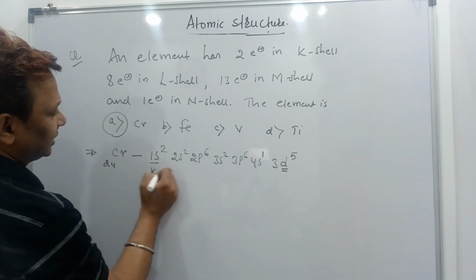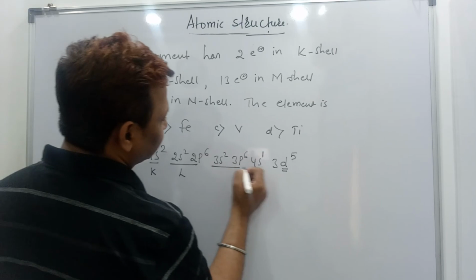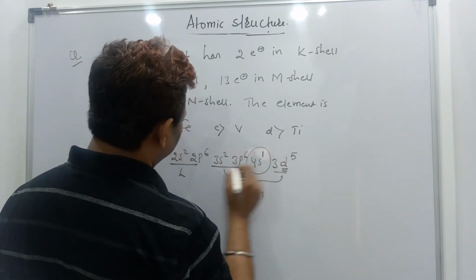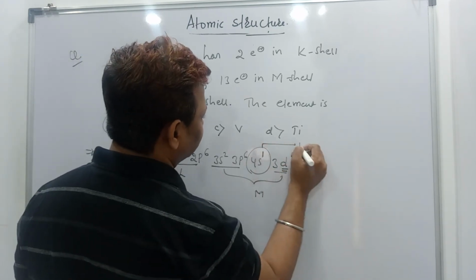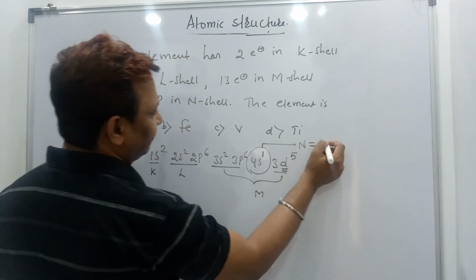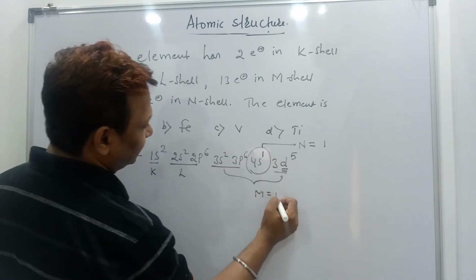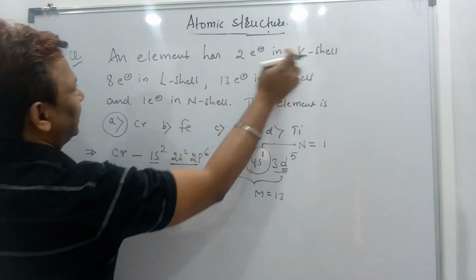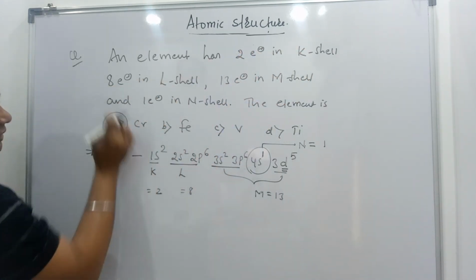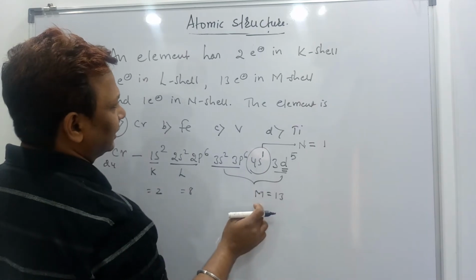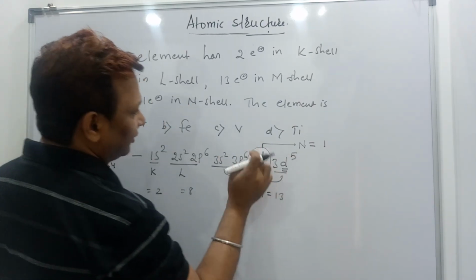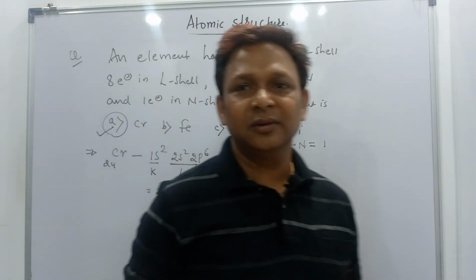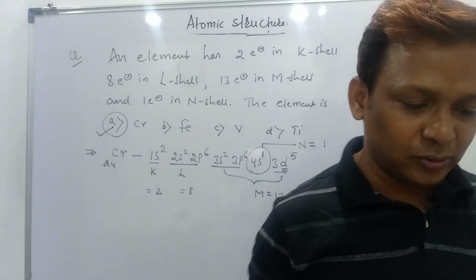Now, this is the K shell, this is the L shell, this is the M shell, right, beta? And this one is the N shell. See, number of electrons in the N shell 1, beta, M shell 8 plus 5, 13, L 6 plus 2, 8, and here 2. So K shell 2 electrons, L shell 8 electrons, M shell 13 electrons, N shell 1 electron. That means our answer is chromium. We got the answer directly. Please note down here. This is one more question.